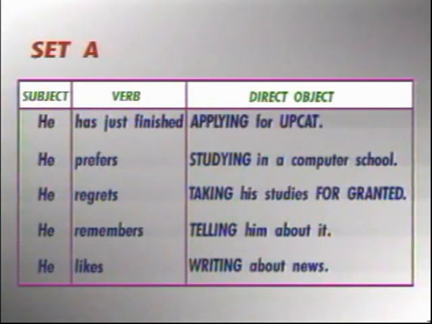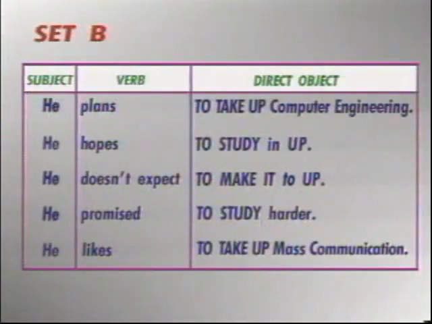What is the form of the direct object? Yes, they are all in the ing form. Do they function as verbs? You're right, they don't function as verbs. If they are direct objects, then they function as nouns. Let's study the other sets of sentences and label the sentence parts.